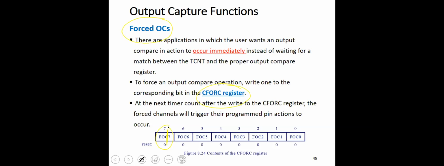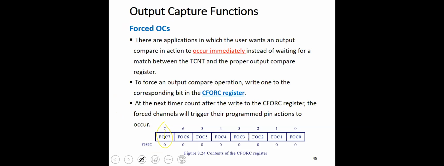Okay, so first, what does it exactly compare here? In this register, basically we write the channel that we want to force to behave or to output the configured value. We just write 1 here.